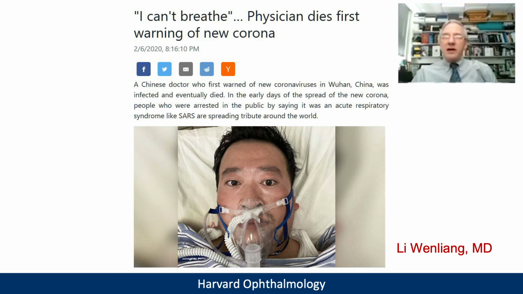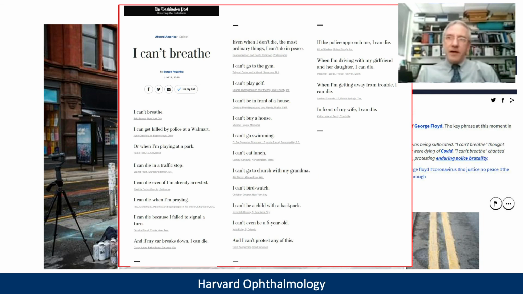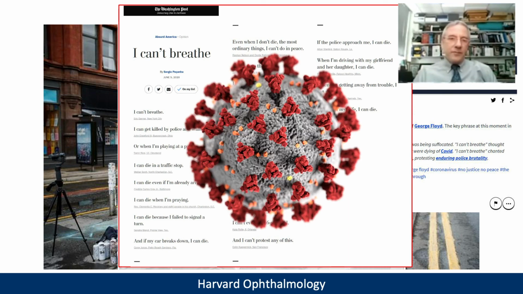So it's not without irony that I note the difficulty breathing experienced by persons with COVID-19 and the difficulty breathing with a knee on your neck are so closely connected. Not being able to breathe joins together a long list of what some in our society feel they cannot do freely. With that, I'll stop.